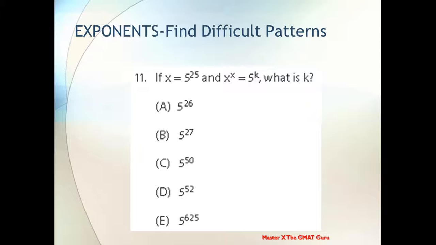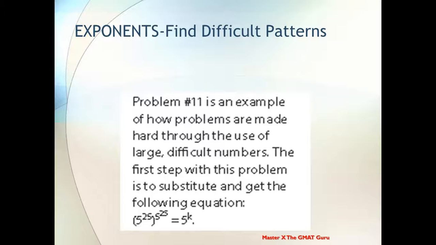So let's solve it math-wise by using the following tactic. Now, problem number 11 is an example of how problems are made hard through the use of large, difficult numbers, seemingly. They try to scare you in the GMAT. The first step with this problem is to substitute, as we said before, in place of x and get the following equation. You do that on the scratch paper they give you. So 5 to the power of 25, all of that to the power of 5 to the 25 equals 5 to the k.